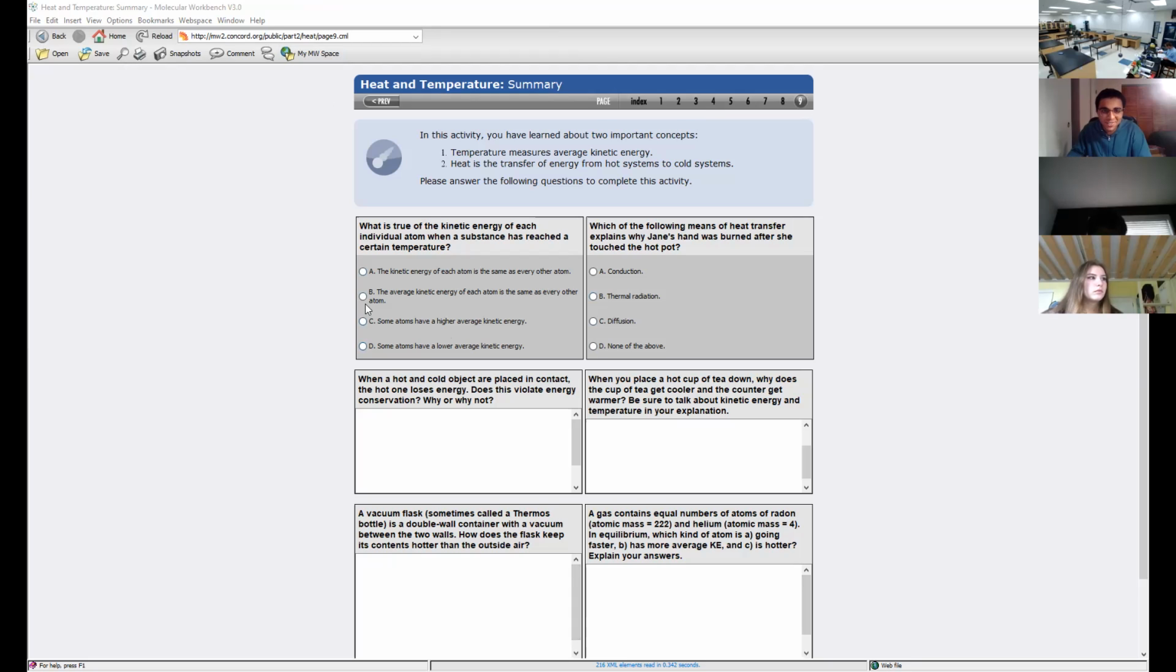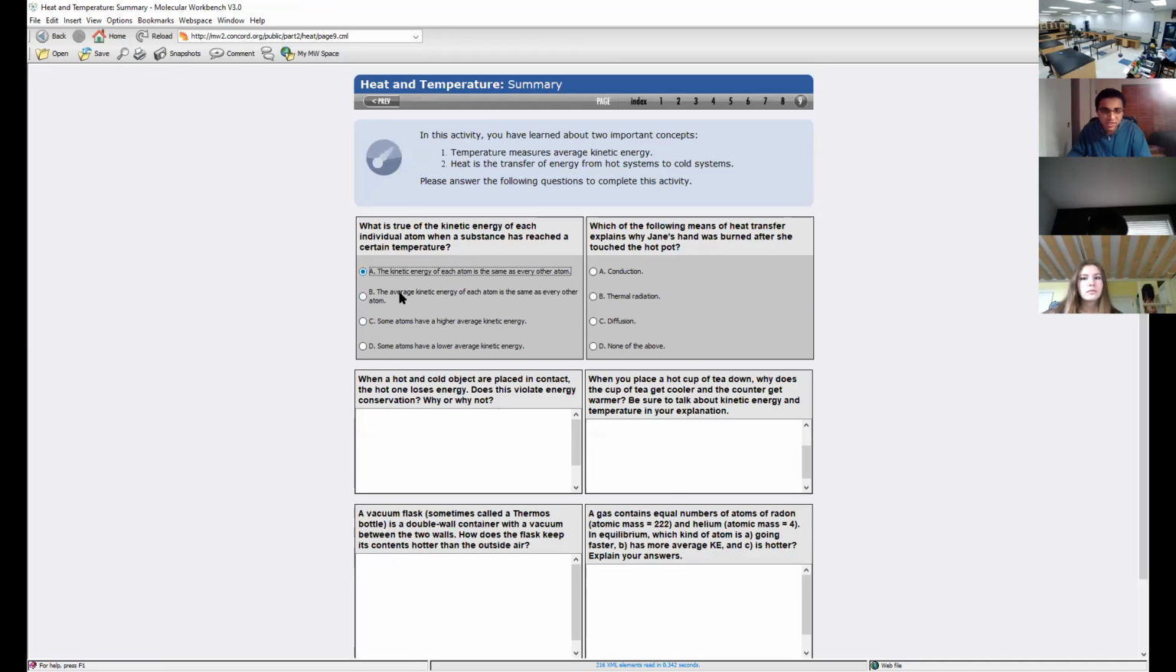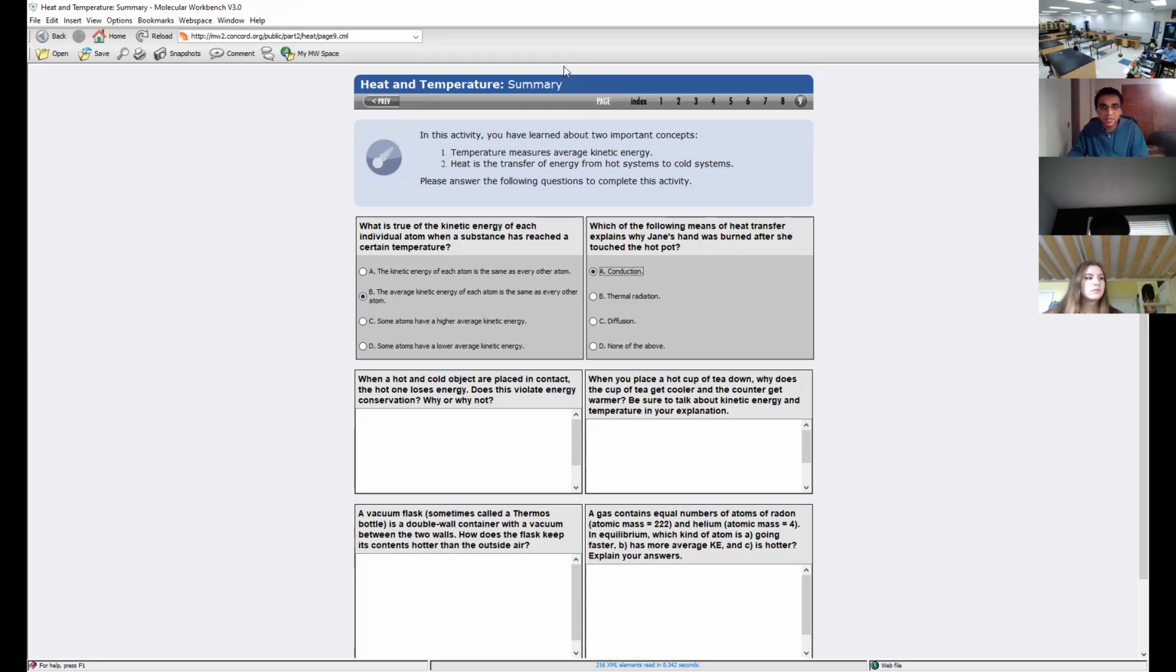All right, so we have three answer choices. Oh wait, okay, so these ones aren't actually graded. So I think it is B. The average kinetic energy of each atom is the same as every other atom, right? So temperature relates to the average kinetic energy of the atoms. And so if Jane's hand was burned after she touched the pot, then this is just conduction, right? Which is just a direct heat transfer. I think this is to create a report or something. This is like the summative activity at the very end.